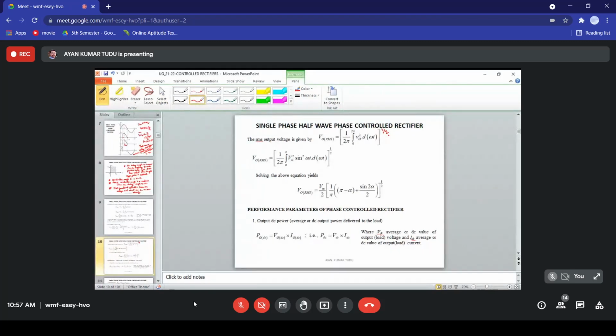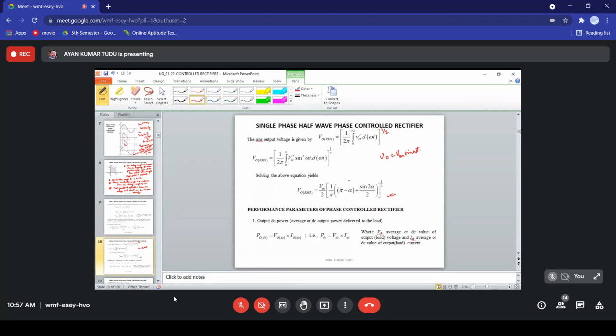So obviously then V0 RMS, what can you write? It would be 1 by 2 pi in terms of, since V0 is what? V0 is equal to Vm sin omega t. So we are putting it in this expression, and we are getting this. If you solve this, it will yield us this expression. You may please check these expressions.